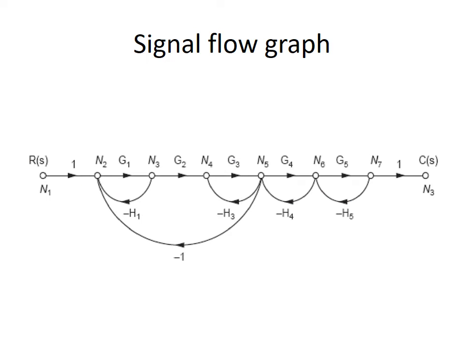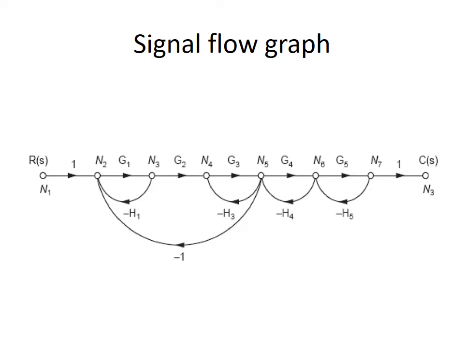For example, we will take this signal flow graph. Here you can find out how many forward paths you have. First we will see what a node is. Here you have N1, N2, N3, N4, N5 up to N8, so you have n nodes. These are the number of nodes. Wherever you have a junction, there you mark a node.